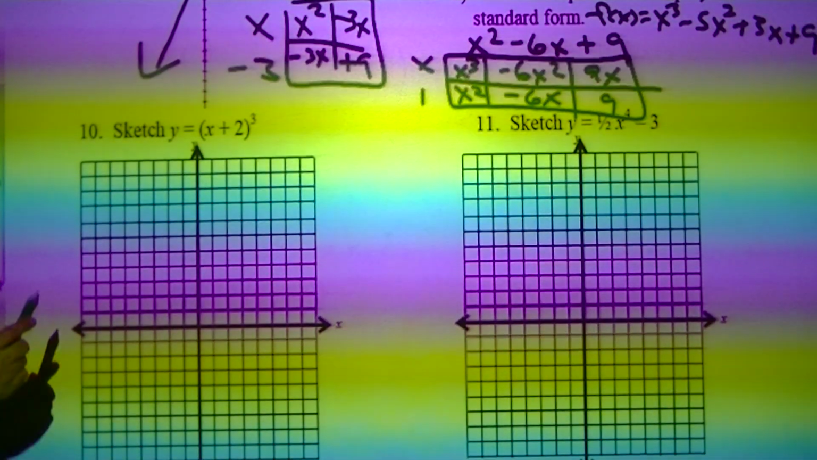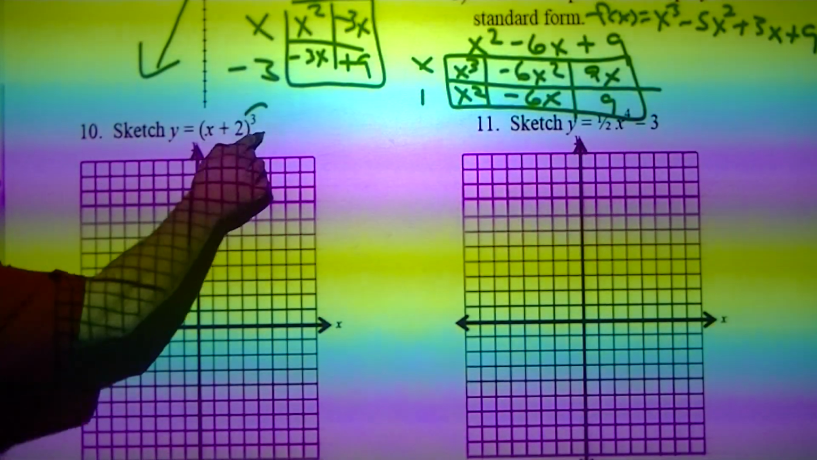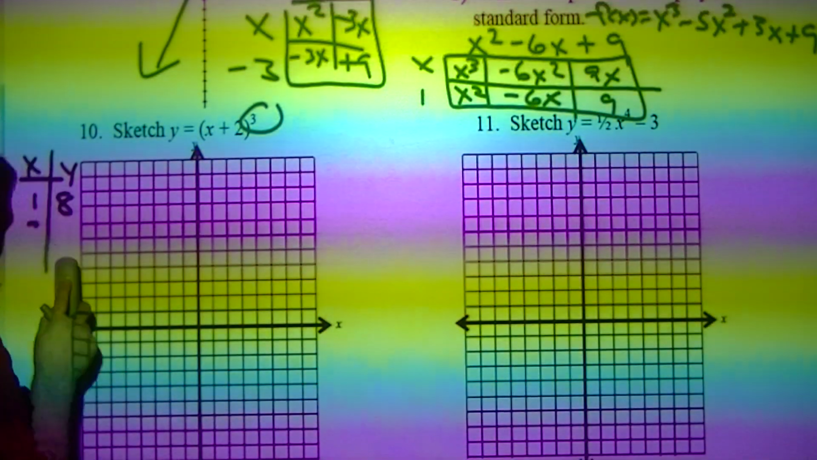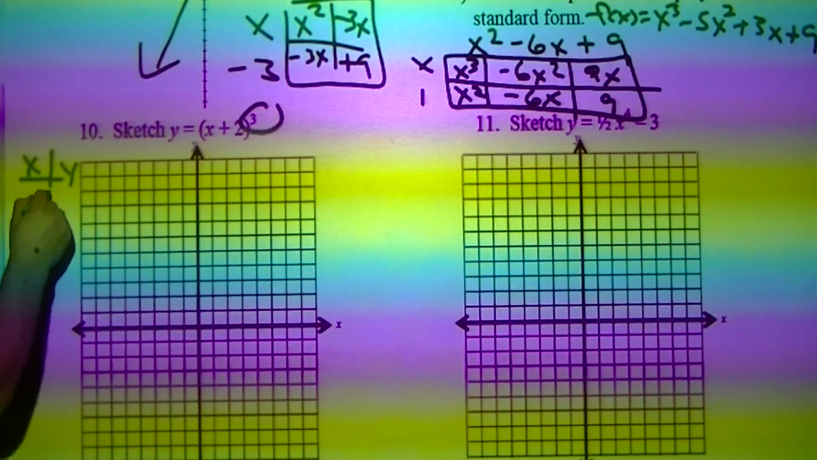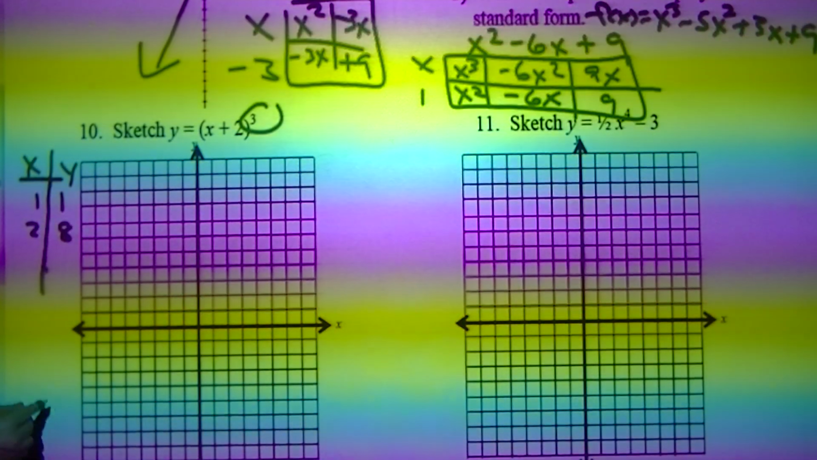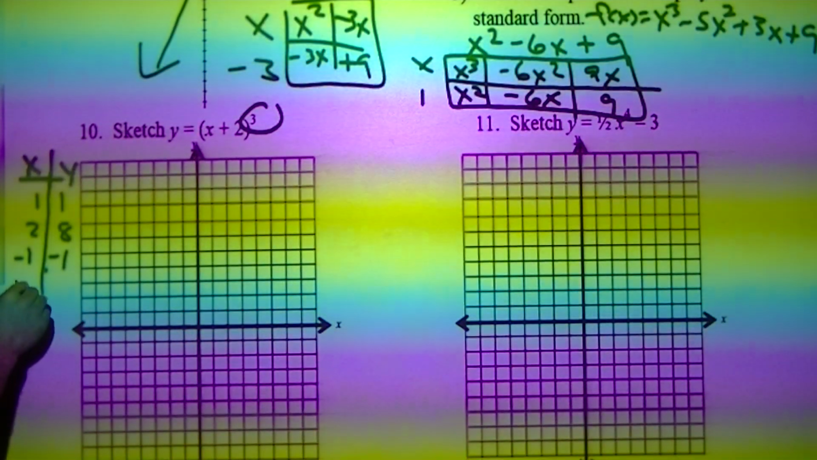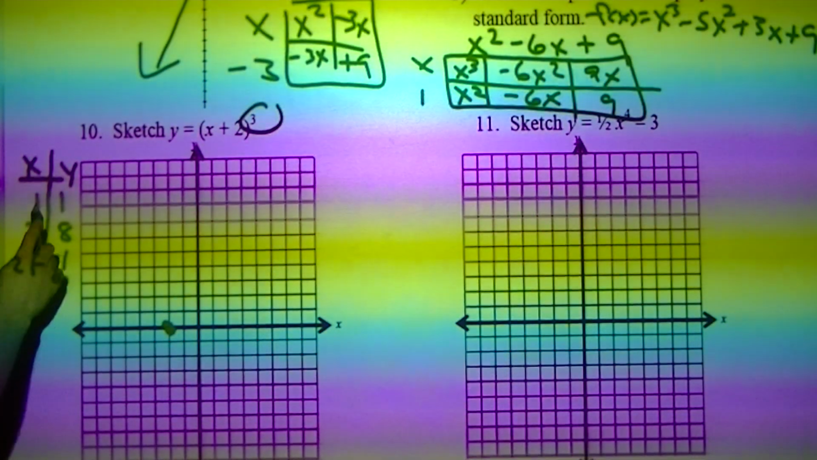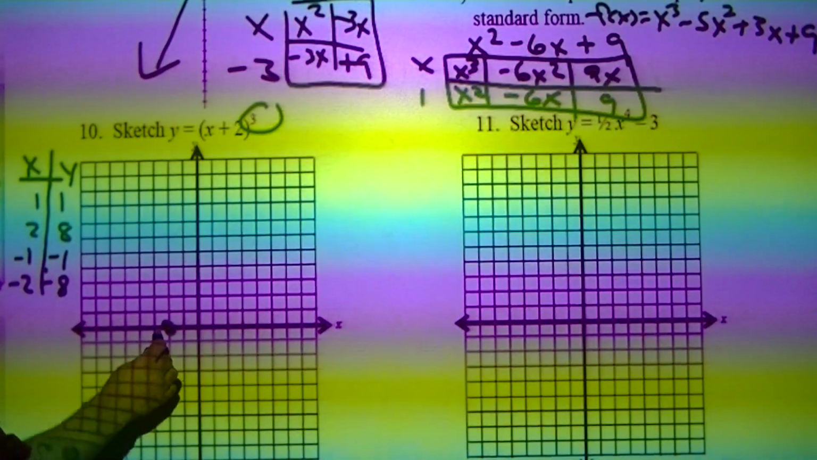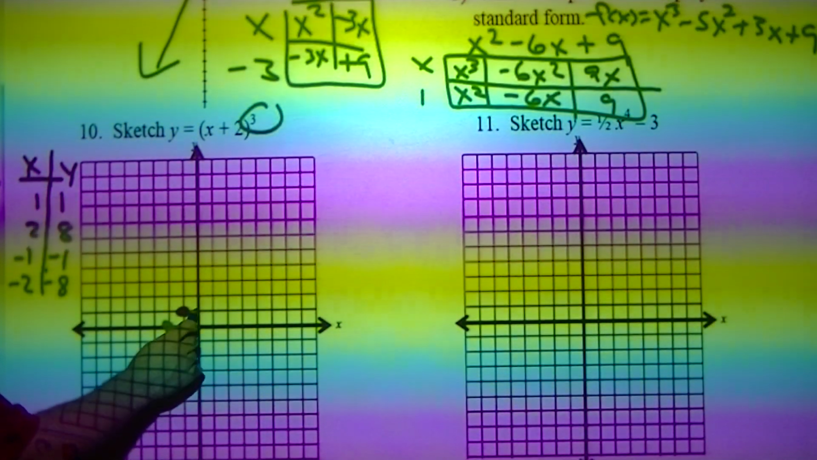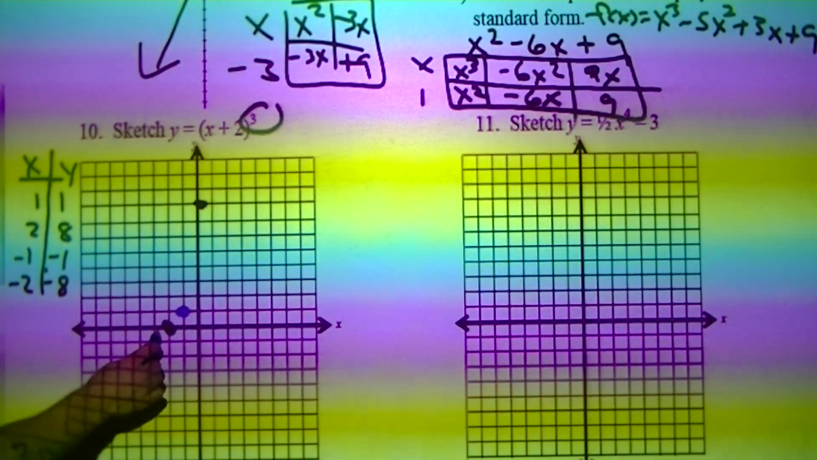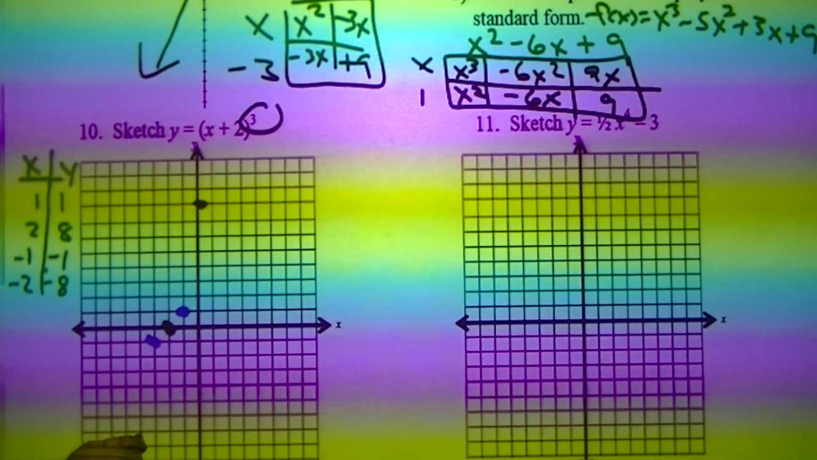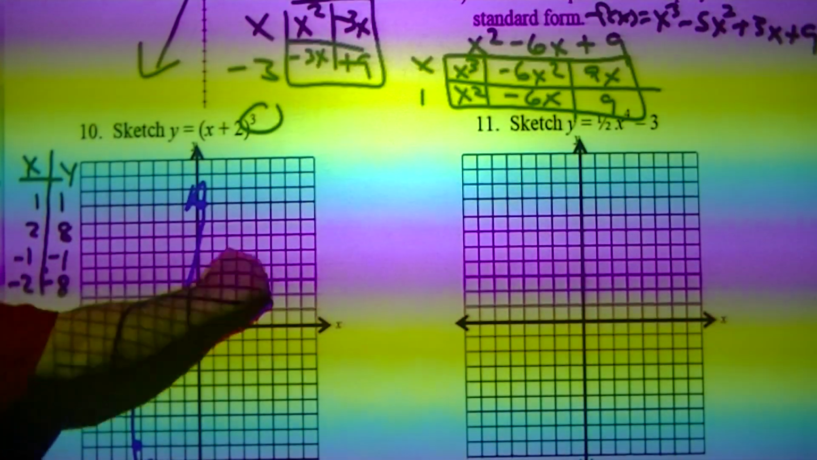All right, moving on to these. My key points for a cube are 1, 1, 2, 8, negative 1, negative 1, negative 2, negative 8. My anchor point's at negative 2, 0, because it's the opposite inside the parentheses. From there I'm going 1 right, 1 up, 2 right, 8 up. This other one I'm going left 1, down 1, left 2, down 8. So my graph looks like this, okay?